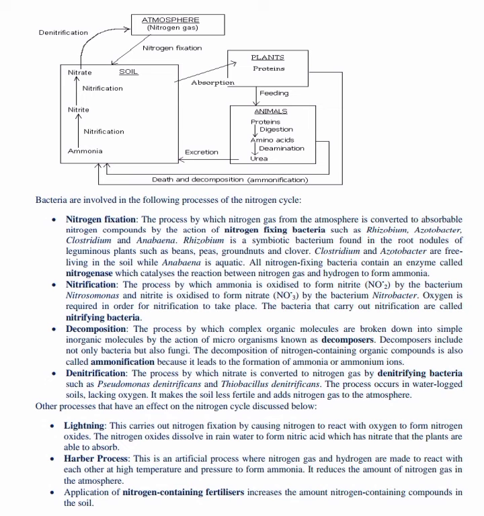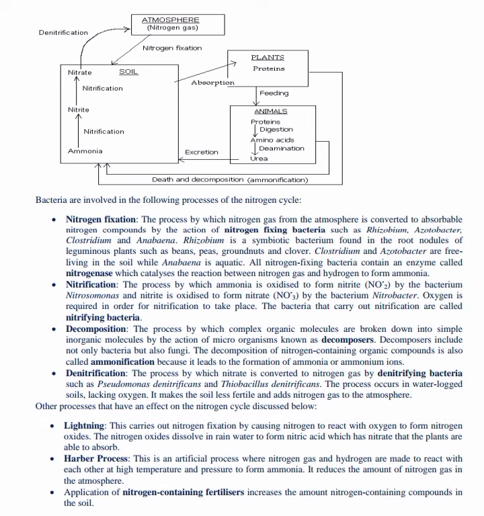So now looking at the nitrogen cycle, we need to see how the nitrogen moves from the atmosphere into the plants, animals, the soil, and also goes back into the atmosphere. So firstly, we have what we call nitrogen fixation. In nitrogen fixation, we have nitrogen gas from the atmosphere being converted into absorbable nitrogen compounds. And this occurs through the help of the nitrogen fixing bacteria.